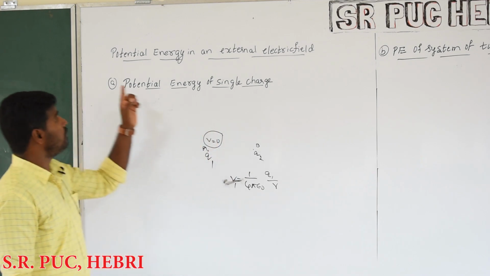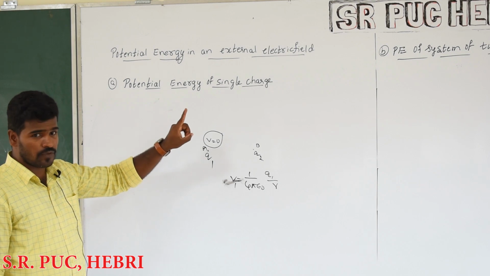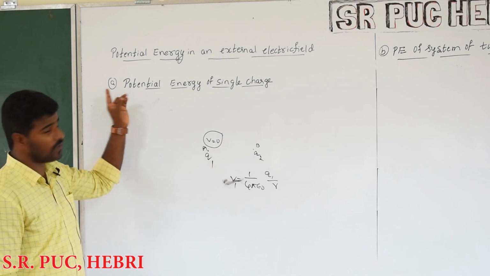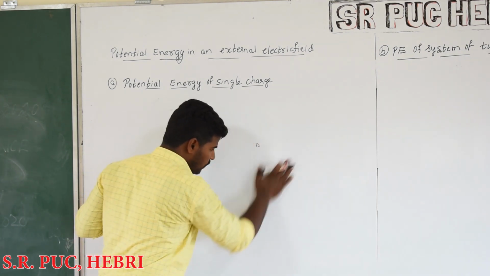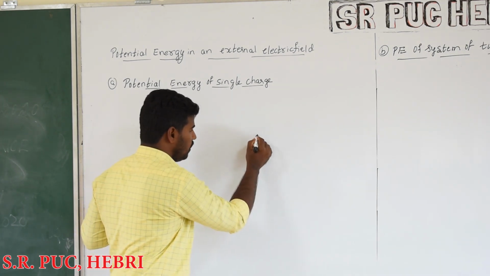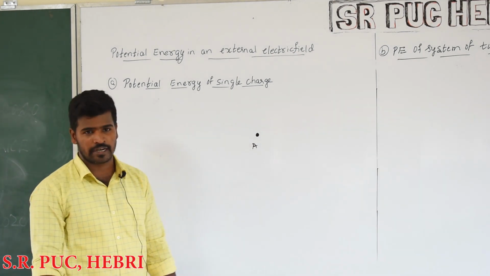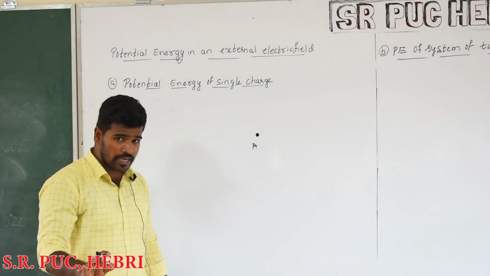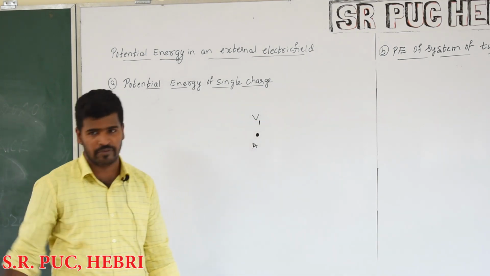But in today's session I will start with the potential energy in an external electric field, in the presence of an electric field. The first heading is potential energy of a single charge. Suppose you have taken one point, expressed by A, in an external electric field. Because of that electric field, the point itself is having a potential called V1.